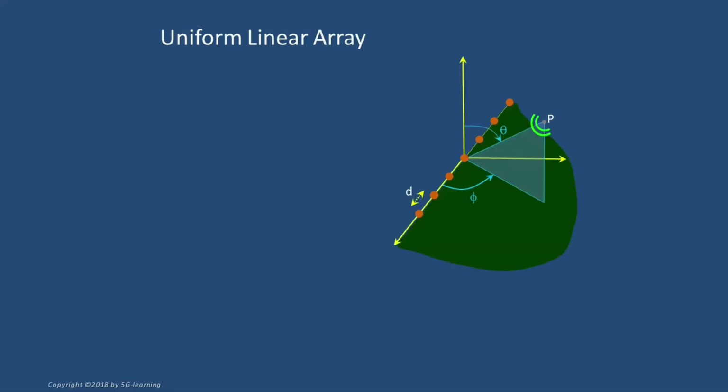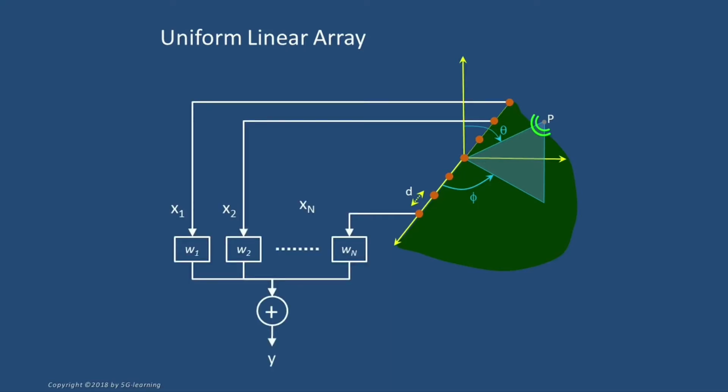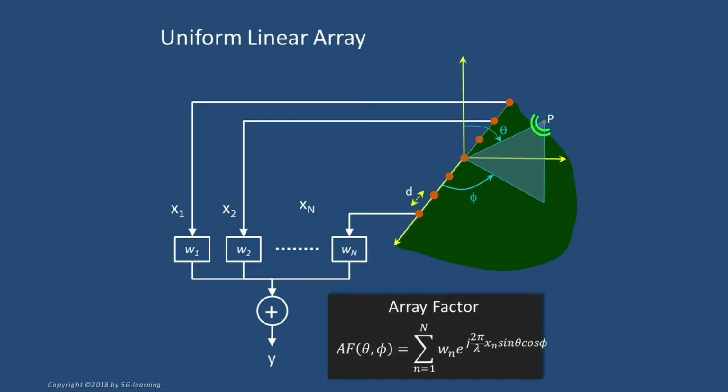It is convenient to adopt a Cartesian coordinates system. If x1, x2, and xn represent the signal power received by elements 1, 2, and n, the array output may be represented by y, where w1, w2, wn represent specific weights that we could apply to the signals received by the respective elements. If the antenna elements are omnidirectional, the output y may be expressed by an array factor depending only on the frequency f and the wave's angle of arrival theta.